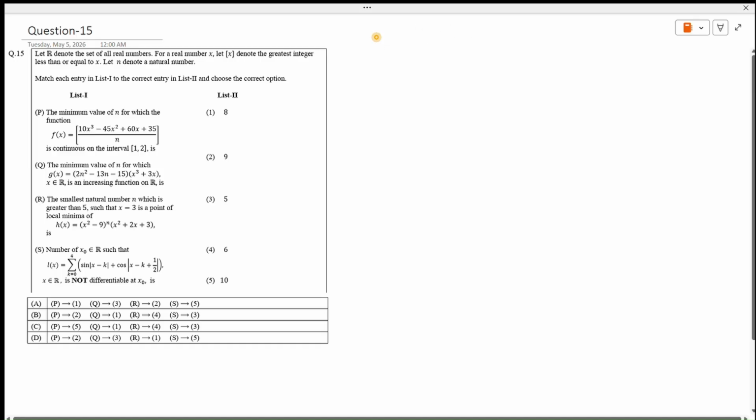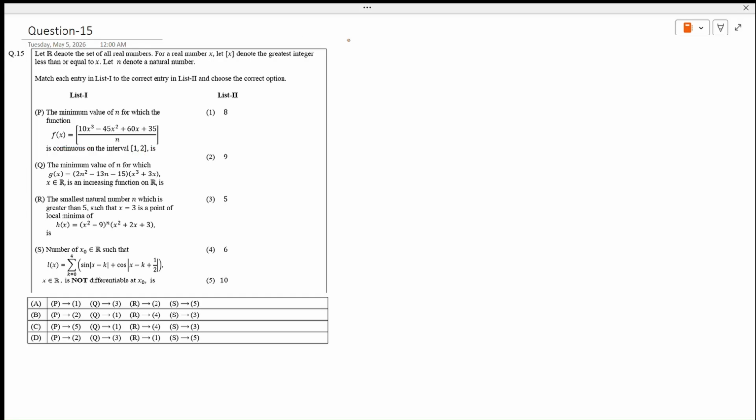let R denote the set of real numbers, for a real number x. This is the greatest integer function of x. N is a natural number. The minimum value of n for which this function is continuous in the interval. Okay. So if this is a step function from 1 to 2 and it is continuous, that means f of 1 should be equal to f of 2.